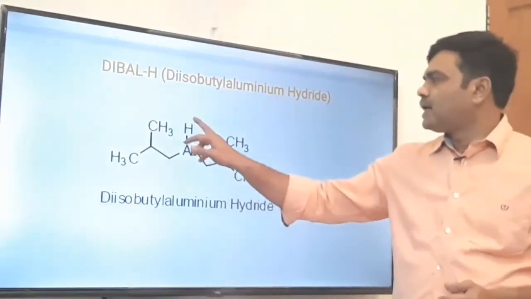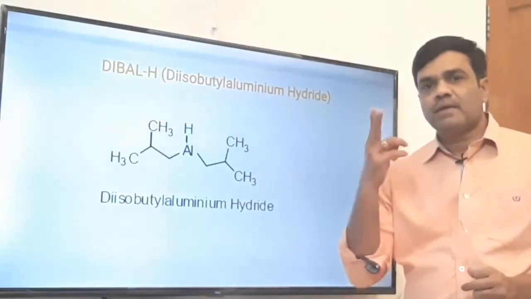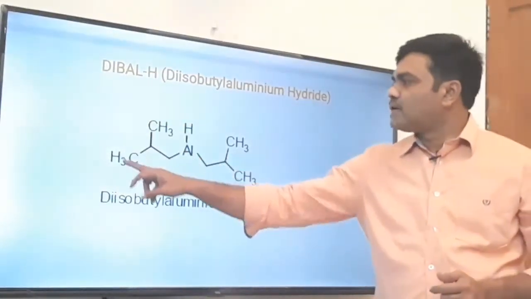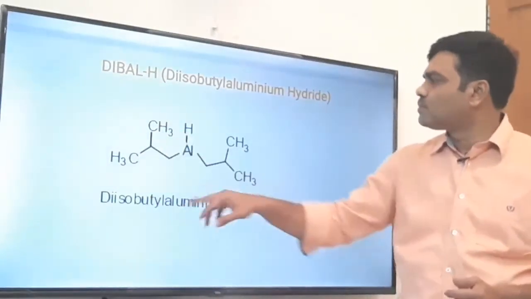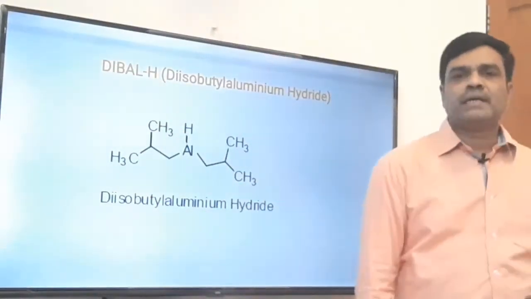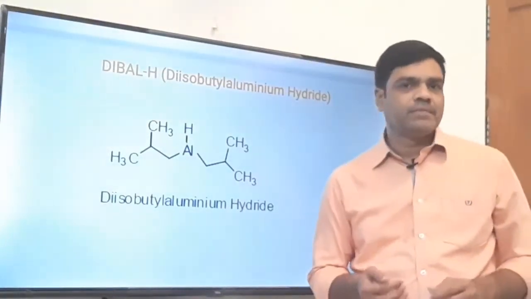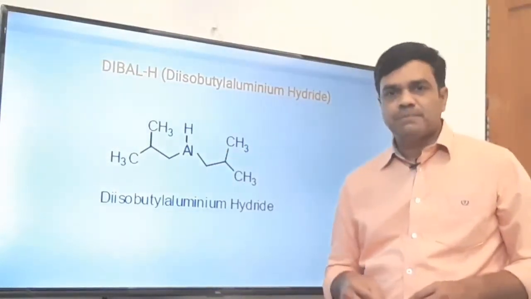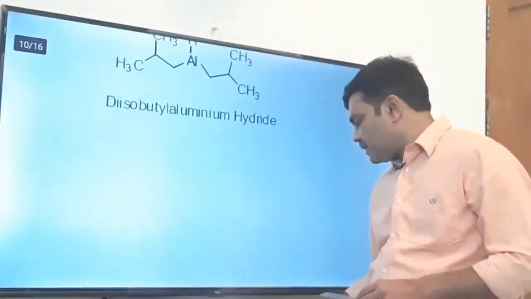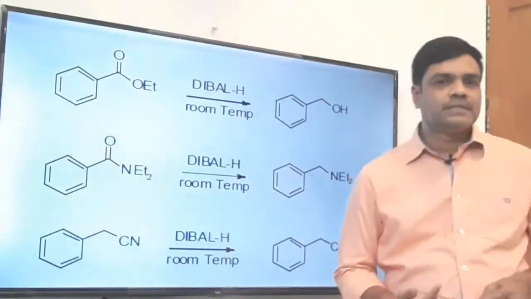This is aluminum hydride. Only one hydride is there. In case of red Al, there are two hydrides. Now this is the isobutyl group, CH2, CH, CH3, CH3. Two isobutyl groups are attached to the aluminum. So it is diisobutyl aluminum hydride. The speciality of this reagent is that there is only one hydride ion. That's why it is a specific reagent. Let us see its functions. The reaction conditions matter.